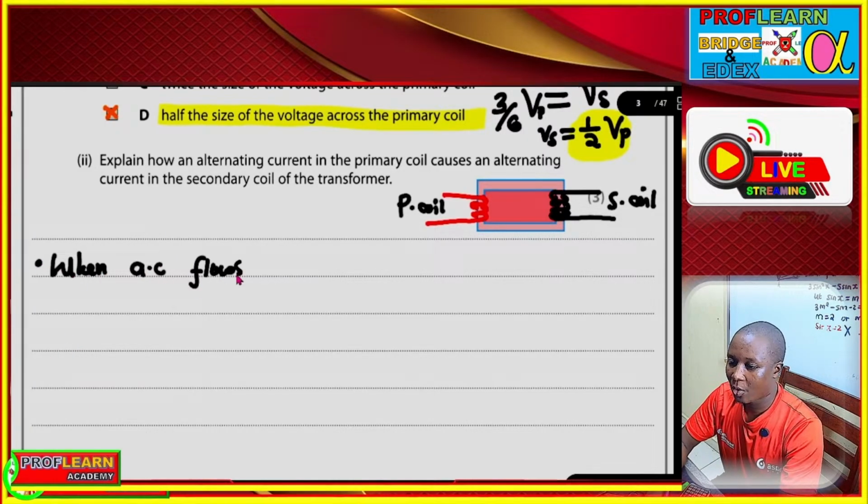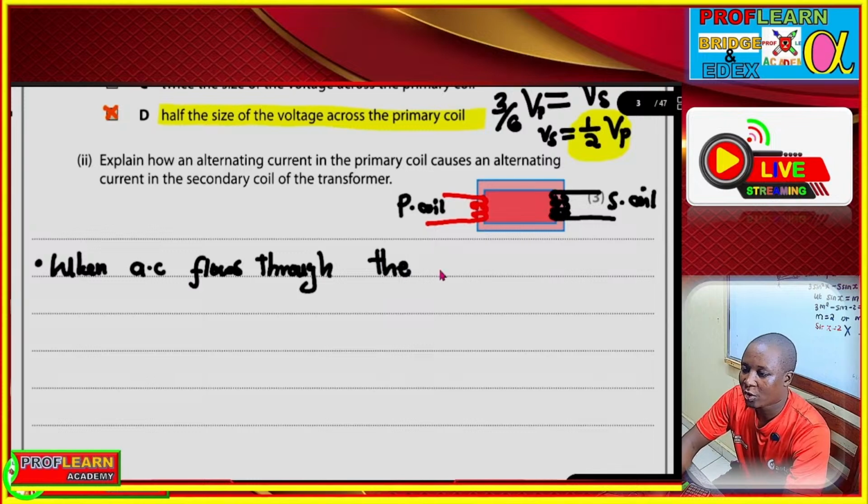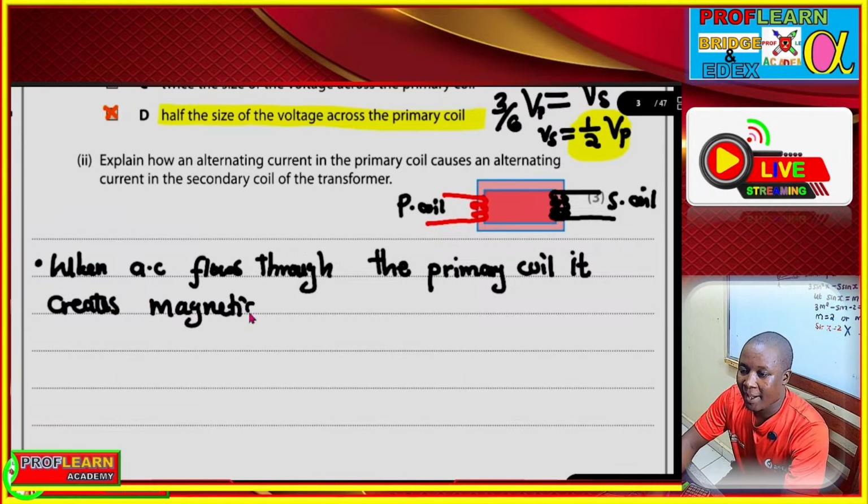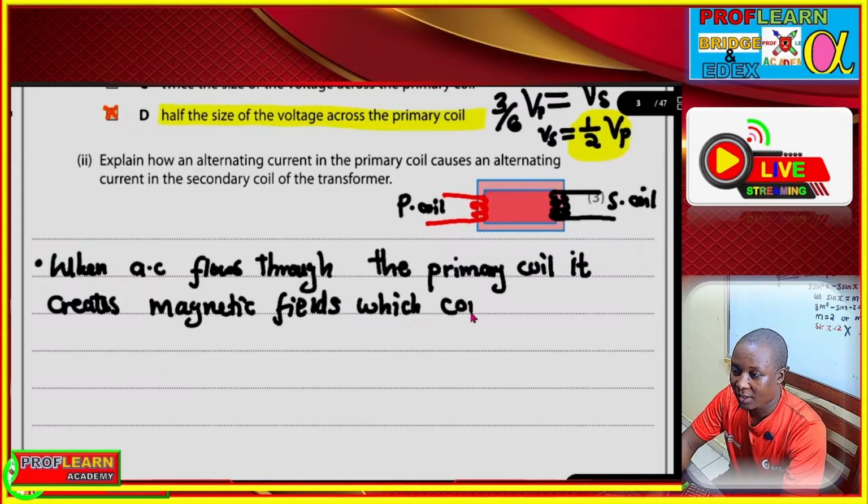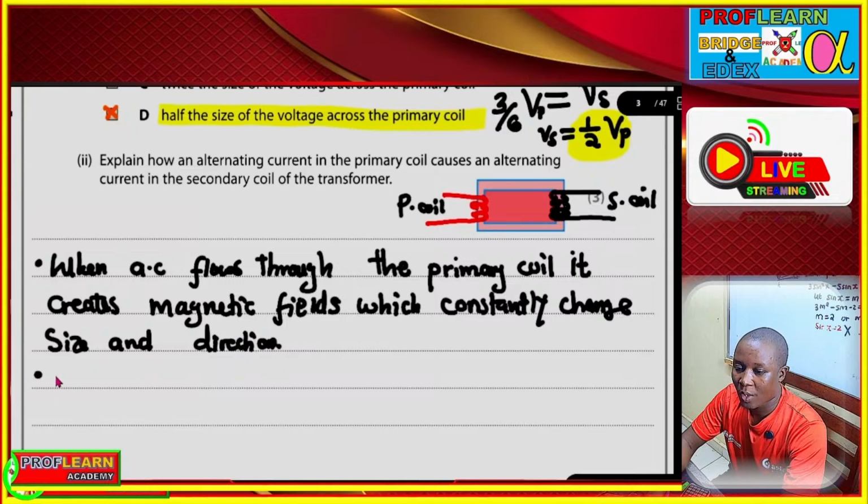So when alternating current flows through the primary coil, magnetic fields which are constantly changing in size and direction are going to be created. These changing magnetic fields are the ones that are going to cut across the secondary coil, and once that happens there is an alternating current in the secondary coil.